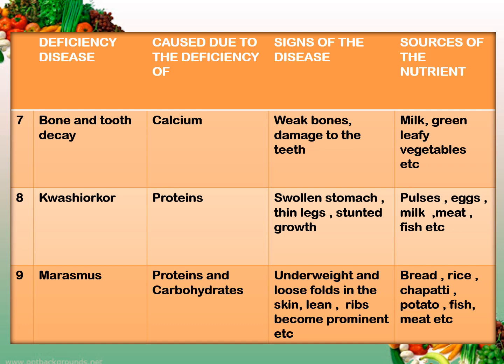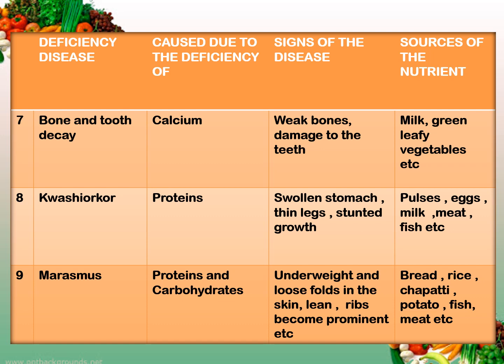And the last deficiency disease is marasmus. What is it? Marasmus. This marasmus is caused in a person whose diet lacks both proteins and carbohydrates for a long time. And the signs of the disease marasmus are the person will be underweight, means he'll be too thin, children, and loose folds will be seen in the skin.